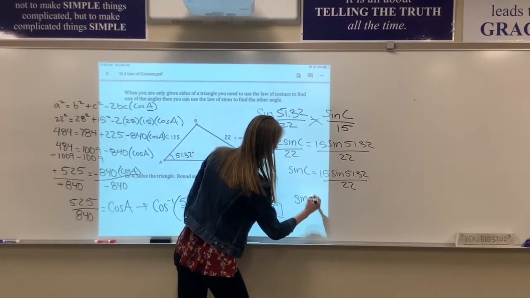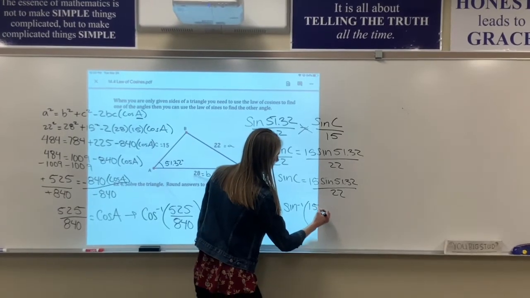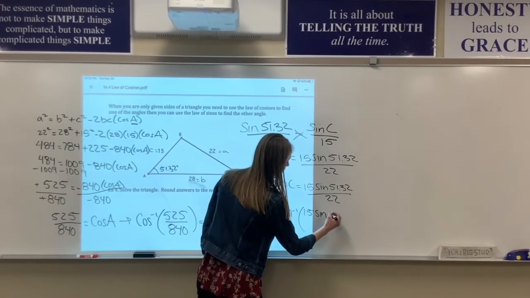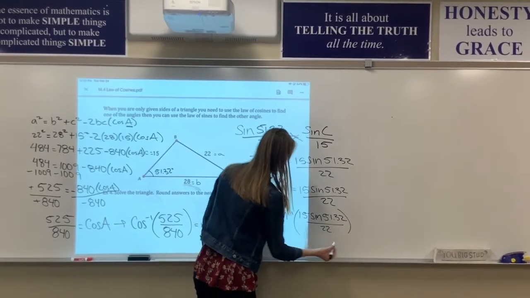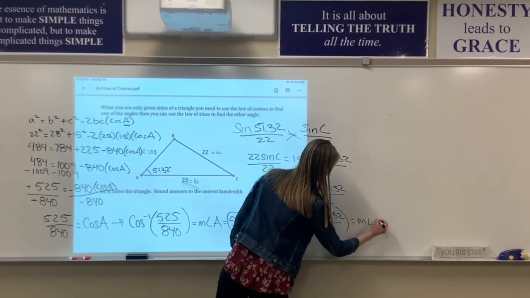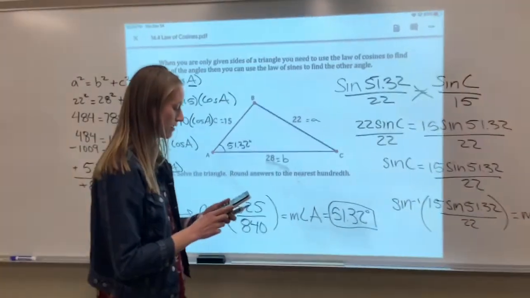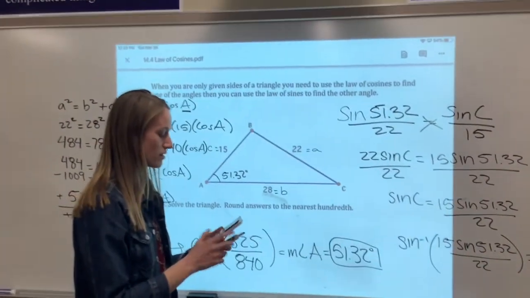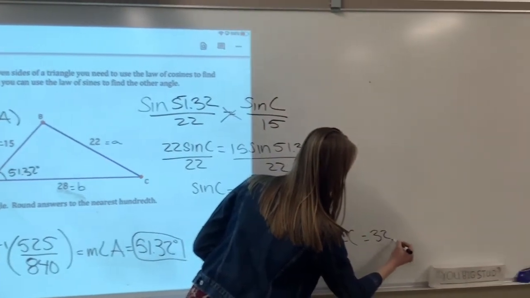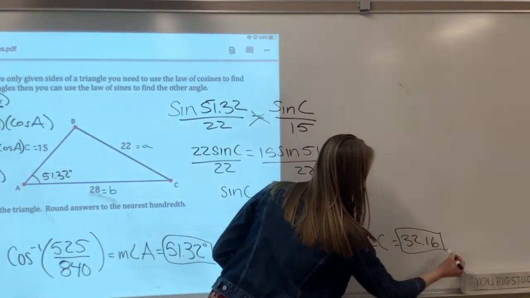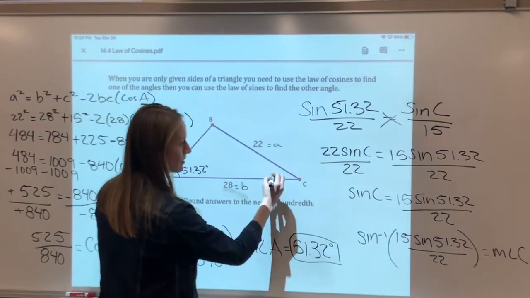So we're going to rewrite it as sine inverse of our big old fraction right here. 15 times sine 51.32 over 22 equals the measure of angle C. You should get 32.16. If you get something like 44, you did something wrong. Alright, C is 32.16.